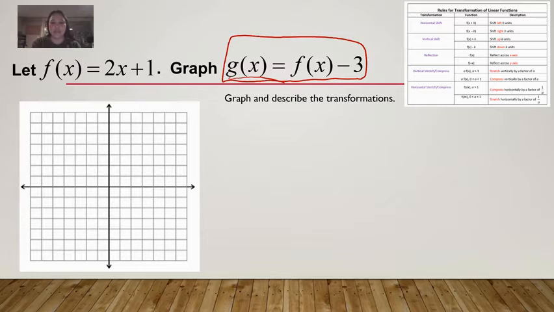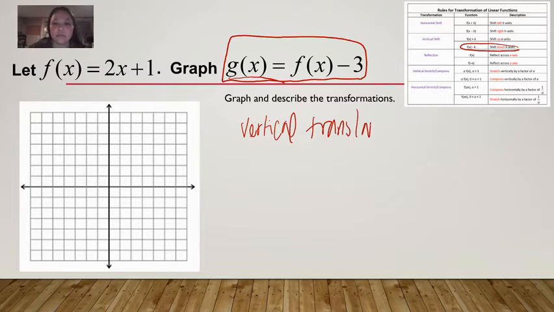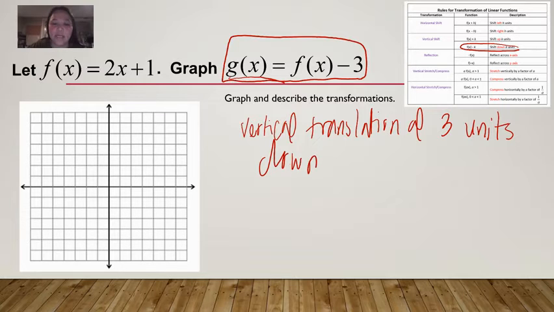So they want you to take f of x. In order to get my new graph, g of x, I have to take the original f of x and shift it down 3 units. And I can see that it's located right here. Remember, we do f of x minus k. So now we know in order to get g of x, I have to take that graph and shift it down 3 units. So you would call this a vertical translation of 3 units down. And how do I know that?